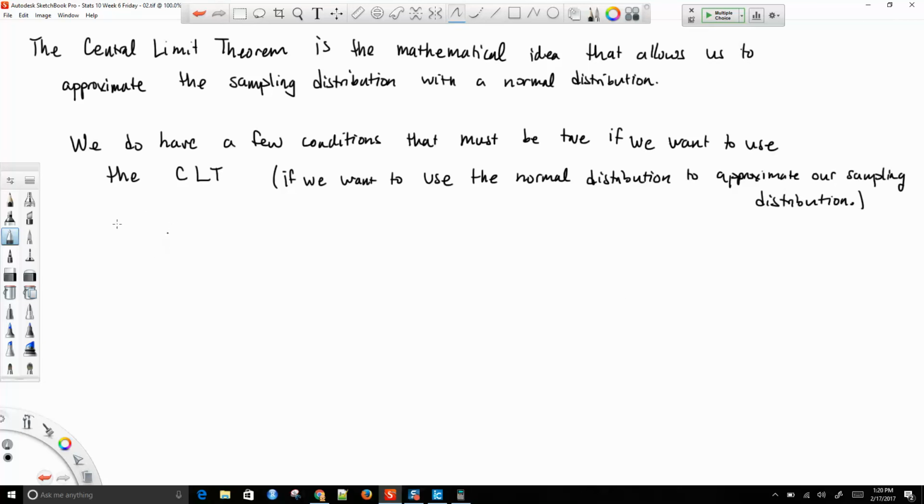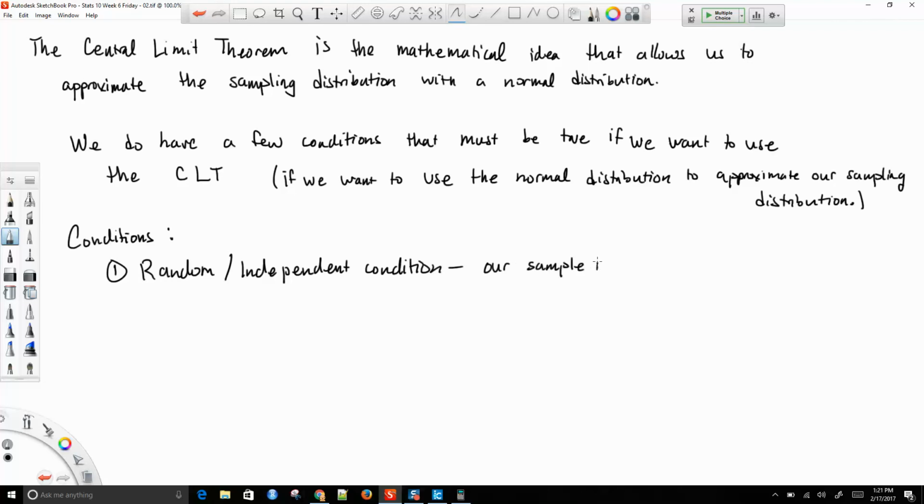Okay, and so these are the conditions. It's like the terms of agreement here, okay? So number one, I'll call this the random/independent condition. This states that our sample needs to be a random sample, and the members must be selected independently.